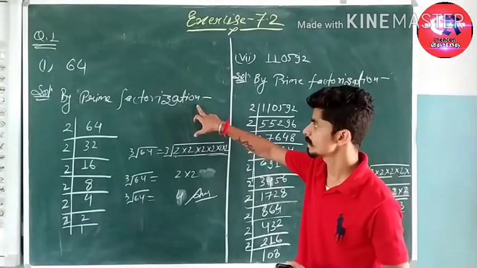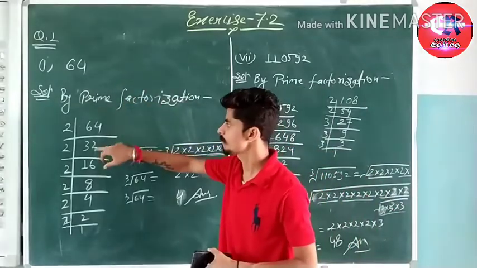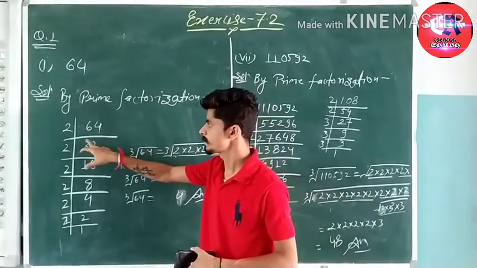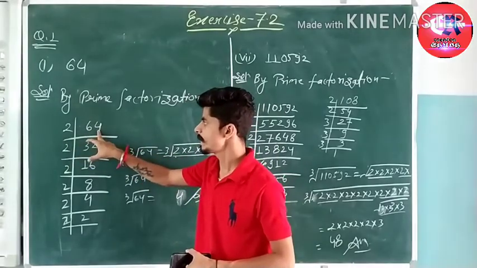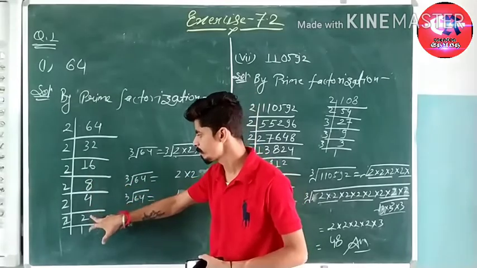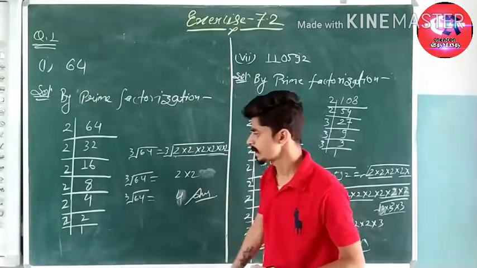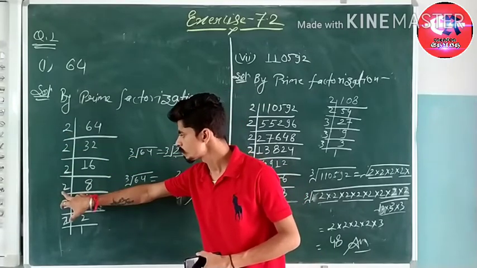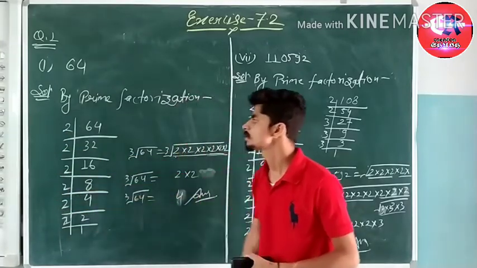So, using the prime factorization method, the first number is 64, and we have to find the cube root of 64. As we know it is even, so we divide by 2 and get 32, then 16, then 8, then 4, then 2, and at last 1. So we get all the factors: 2 appears 6 times.